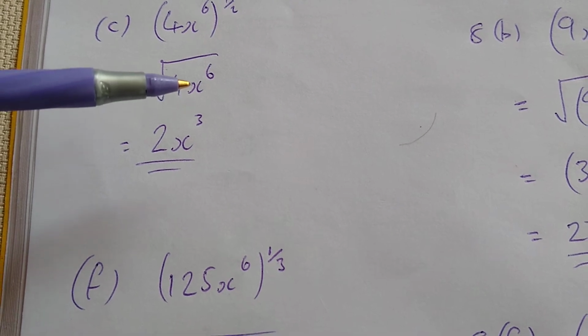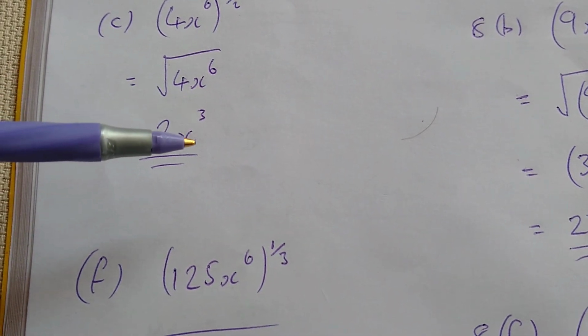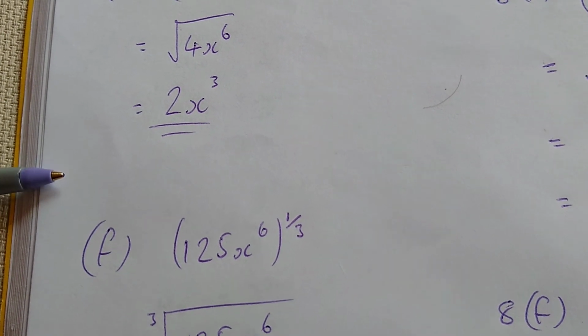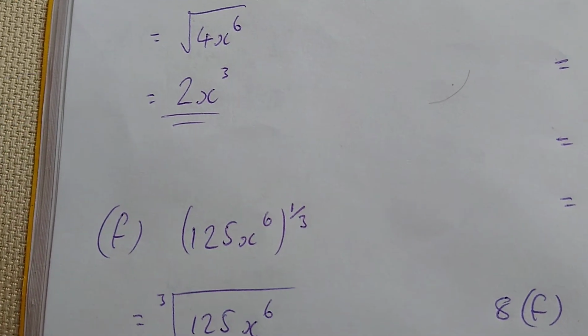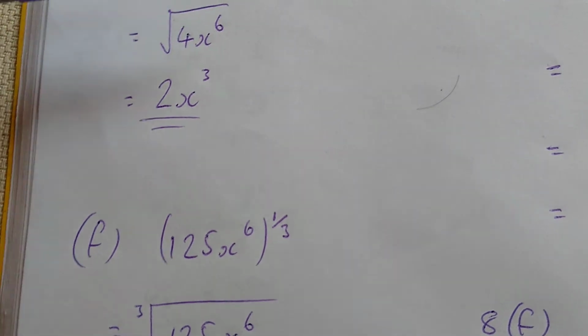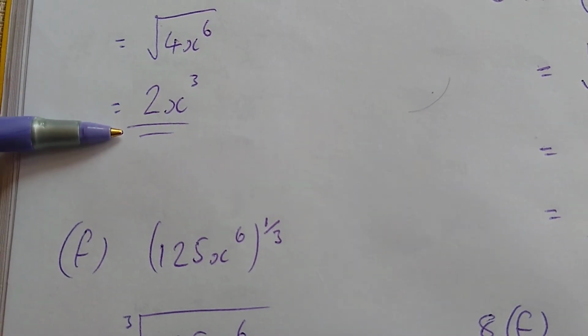Well, what do we multiply by itself to make x to the power 6? Well, we need to do x cubed times x cubed to get x to the power 6. So the square root of x to the power 6 is x cubed.